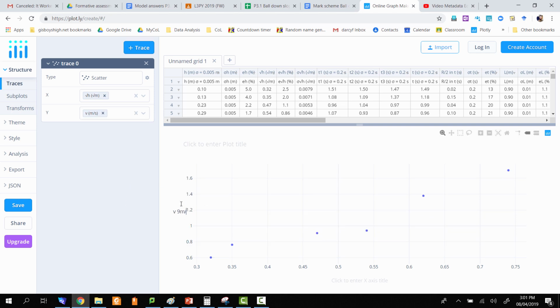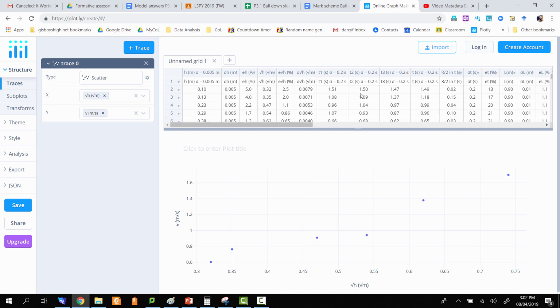Let's put the axis titles in now before we forget. V in meters per second. And our height, not time, sorry. That's the square root of height. Right, to get the square root of height, I'm going to go in here and take that data and paste it in here because the square root sign will show up. There we go. Let's make that nice and big.